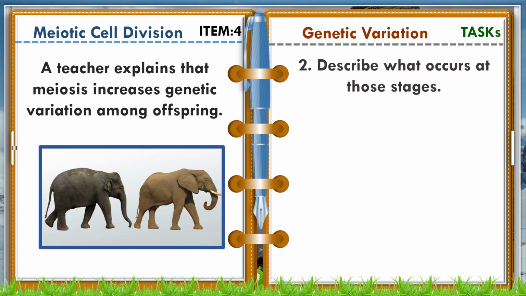Describe what occurs at those stages. They want us to describe what occurs at those stages. Remember, we have said that the stages of meiosis which bring about variation are prophase 1 and metaphase 1. So they want us to tell what takes place in prophase 1 and what takes place in metaphase 1. They want us to describe what takes place there.